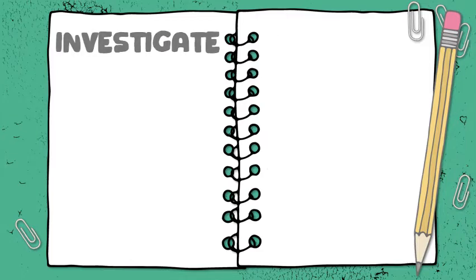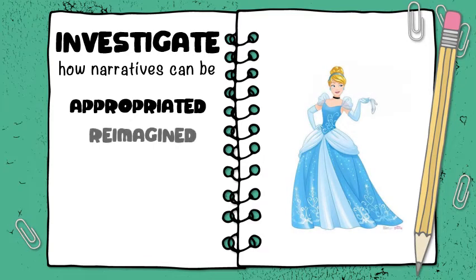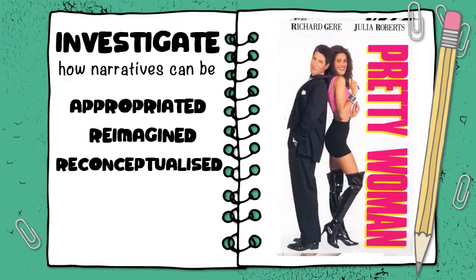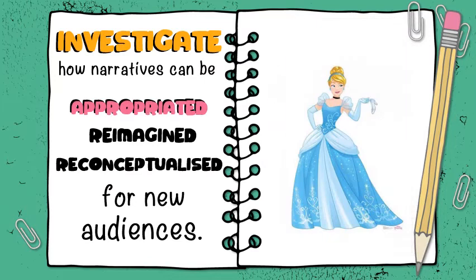You are also going to learn how to investigate how narratives can be appropriated, reimagined, reconceptualized for new audiences. This is something that's really interesting, and it's a really fun way to look at how and why we tell stories. So let's take a moment to look at these three words: appropriated, reimagined, and reconceptualized in more detail. This will help you to understand more about what these words mean and how we use these words in the English context. So let's look at appropriated.